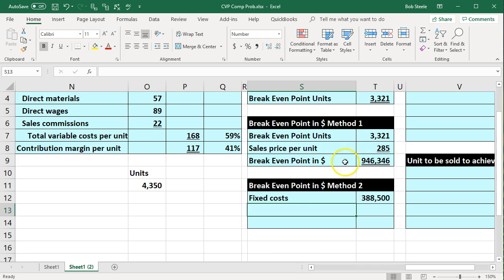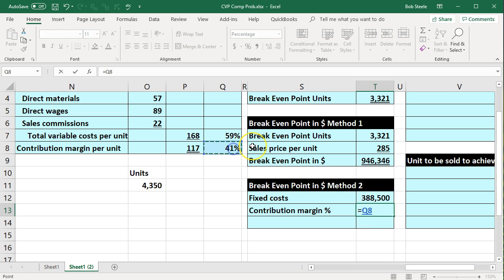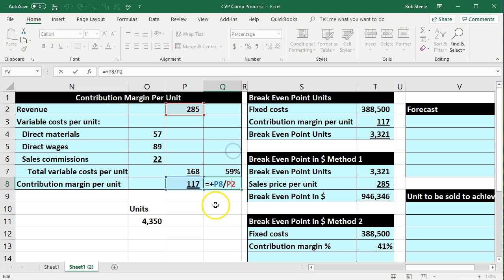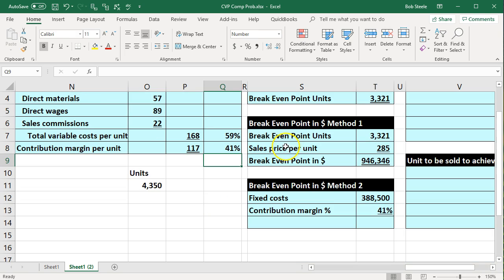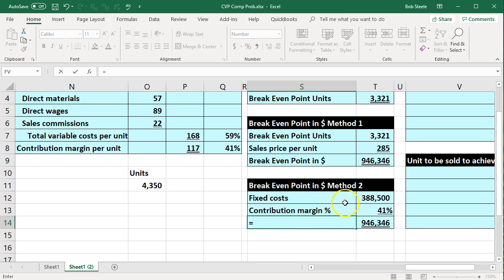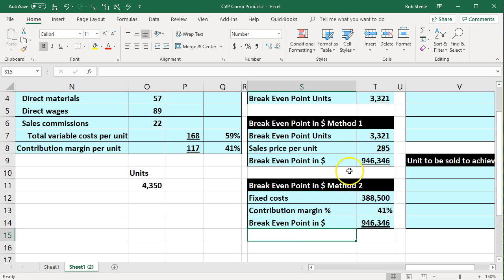And we're going to divide that by the contribution margin percentage. The contribution margin percent we calculated over here. So I'm going to pull that number. I'm going to say this equals that 41 that we calculated, which of course is this item, contribution margin divided by the revenue. That gives us the 41. Then divide these items out. We're going to say this equals the 388,500 divided by the 41%. And that once again is going to give us our break-even point in dollars. So that'll be our break-even point. Two ways to calculate that break-even point.